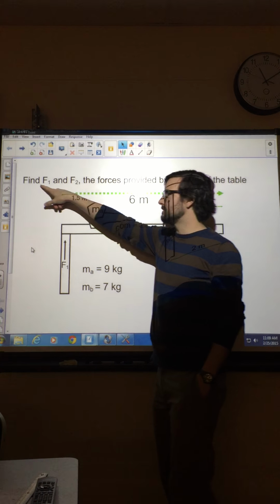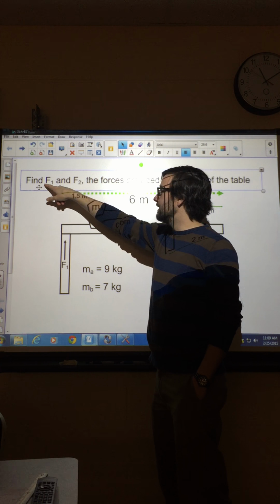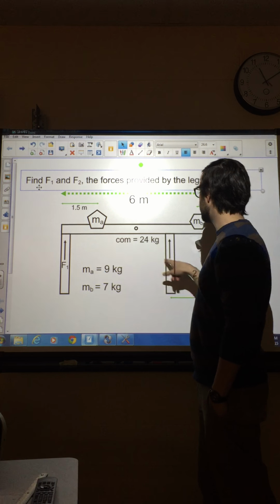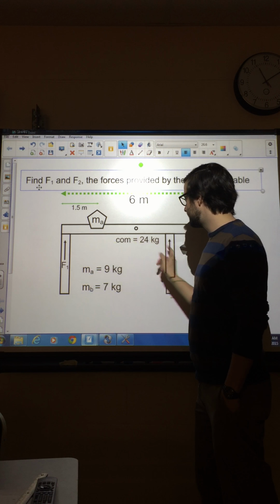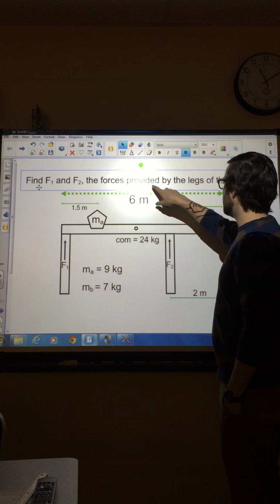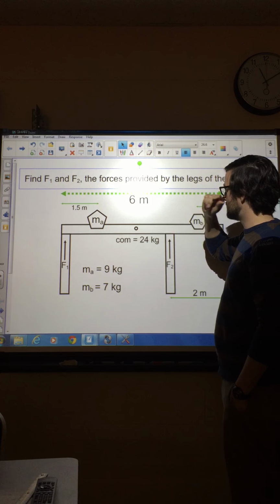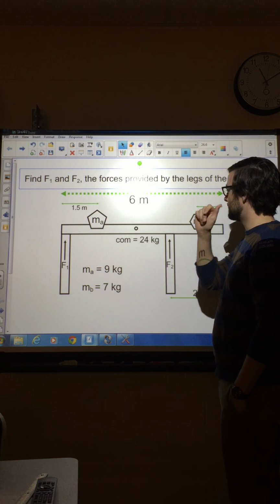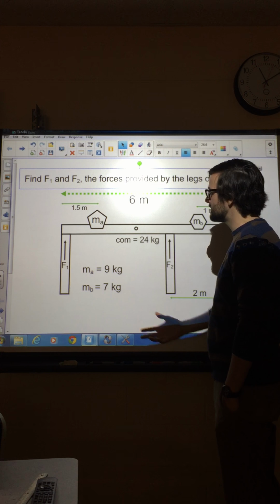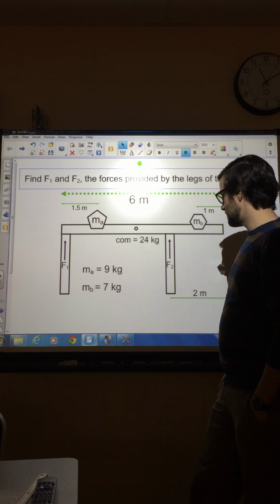First of all, the questions here. You're asked to find F1 and F2, which are the support forces from the legs, respectively. So that says find F1 and F2, the forces provided by the legs of the table. I know the glare is kind of bad, you may not be able to see it, but that's what it says. So what else do we have?